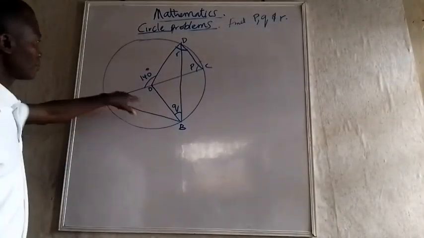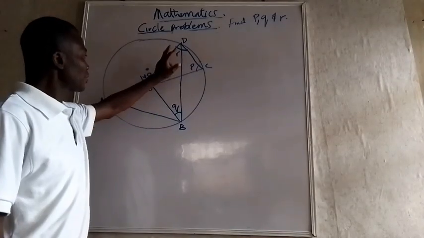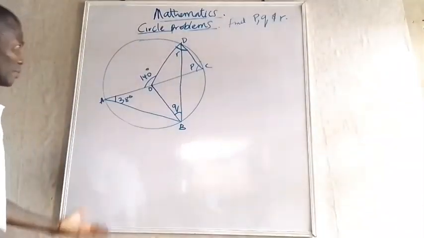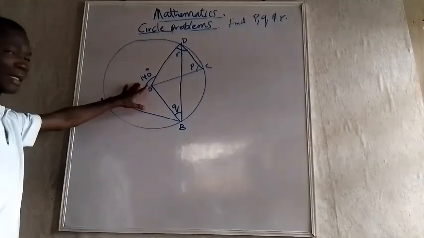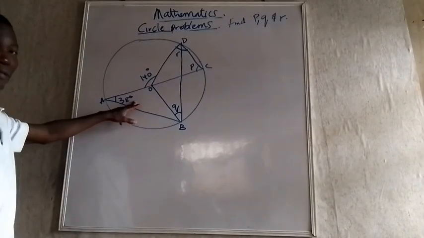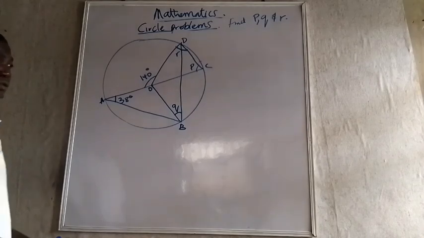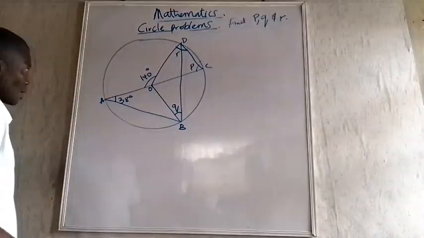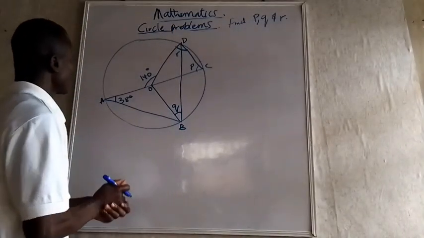Look at this diagram. We have P, we have Q, we have R. And we have to find P, Q, and R. At the center here, you have 140 degrees. At this place, you have 38 degrees. Most of these things, you solve them using knowledge of triangle. That is all. Okay, let's go.